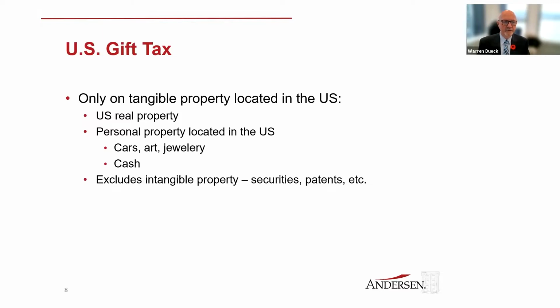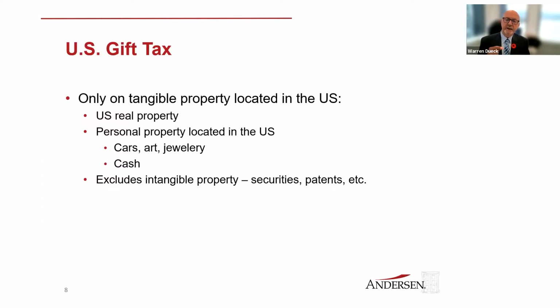The important thing to note is that it only applies to tangible property located in the U.S. So not intangible property. In other words, it applies to gifts of U.S. real property. That's subject to U.S. gift tax. It's personal property located in the U.S., cars, art, jewelry. Cash is tangible property in the U.S. So if a Canadian makes a gift to another Canadian of $100, there's no gift tax associated, and there's no income tax associated with that either.